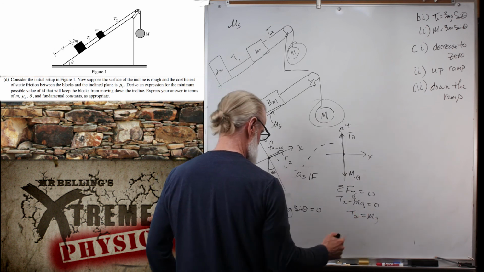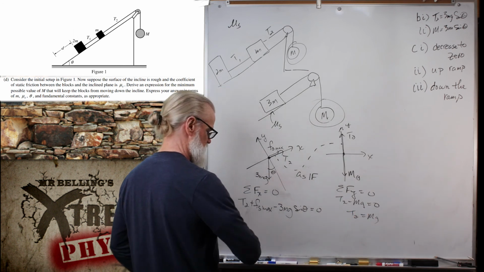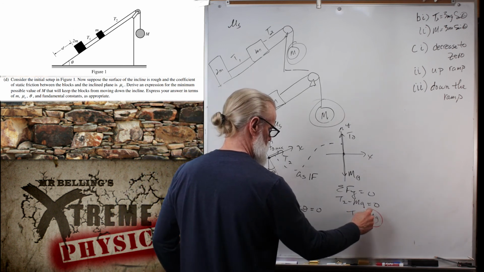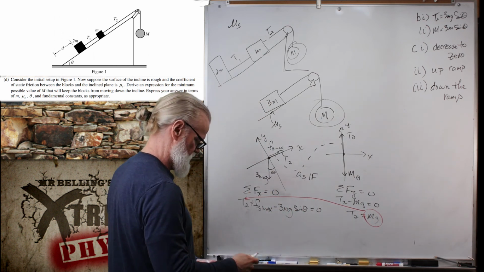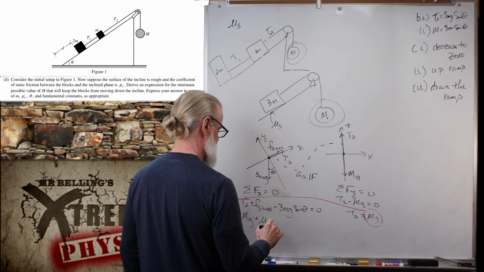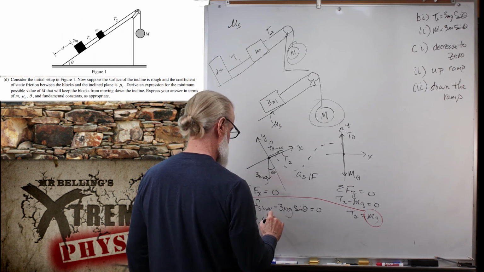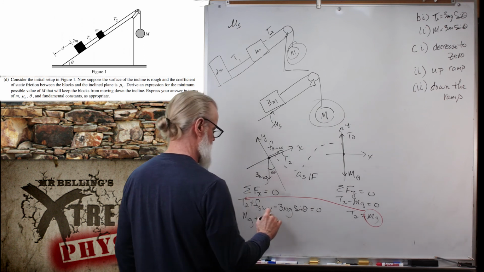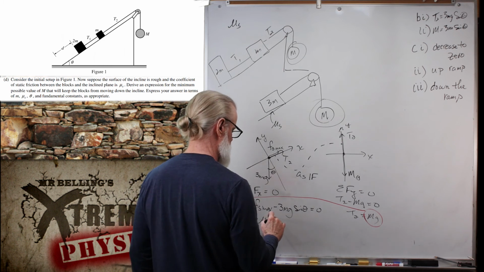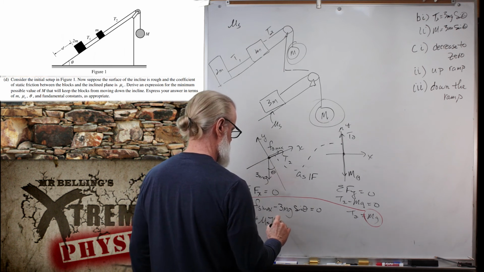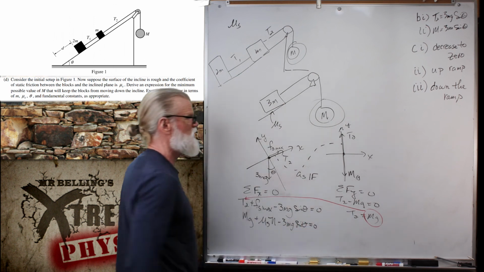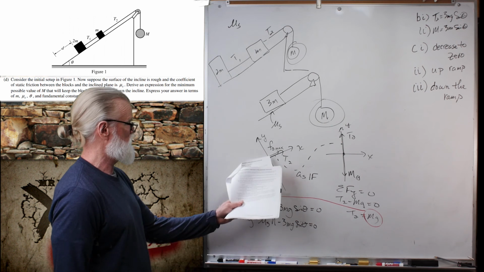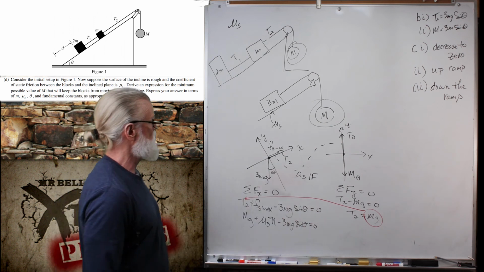So I'm going to plug this in, actually. For T2, I'm going to plug T2 in right there. Mu static normal, because this is static max, it's just mu static normal. Minus 3 mg sine of theta equals 0. All right, so we just need the normal force. And draw the normal force.